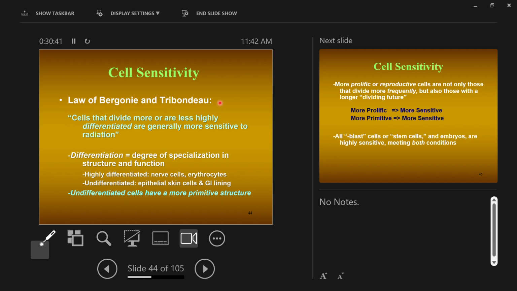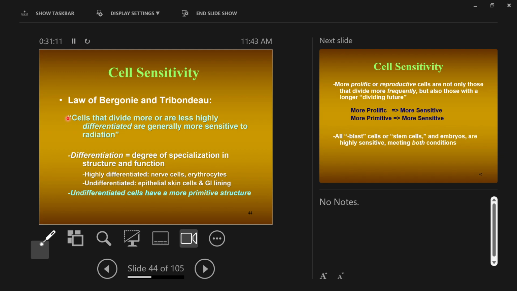I'm going to talk about somebody else, another group later on, Ansel and Weidenberger. Don't confuse those two, okay? This is the first one to learn. Now these guys, through experimentation on, unfortunately, animals, okay, discovered very important things, okay? They discovered that cells that divide more frequently or cells that are less differentiated are more sensitive to radiation.